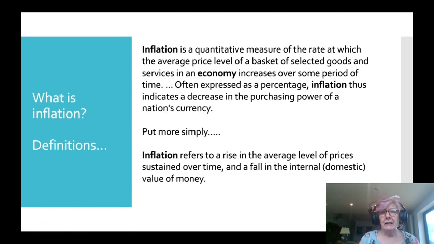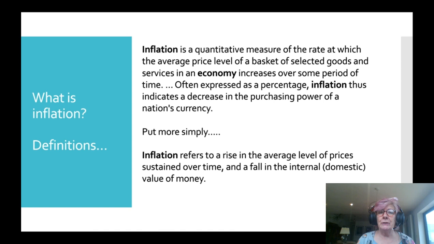So, inflation then, the official definition. We've got a long one here and a short one. Inflation is a quantitative measure. In other words, something we measure with numbers. It's a quantitative measure of the rate at which the average price level of a basket of selected goods and services in an economy increases over a period of time. Now notice that we said it's a measure of the average price level of a basket of selected goods and services. And that's simply because it's not possible for governments to measure the price of every single good and service every single month or every single quarter.